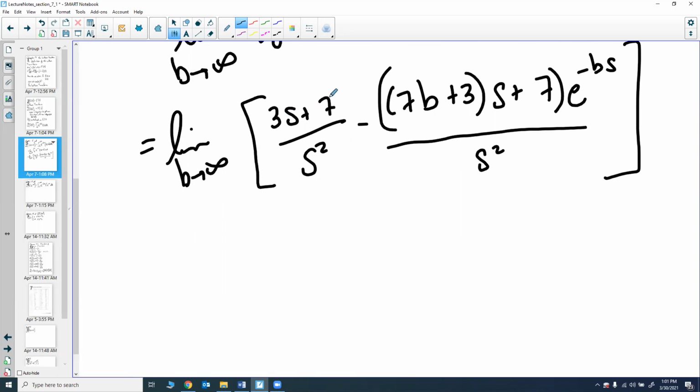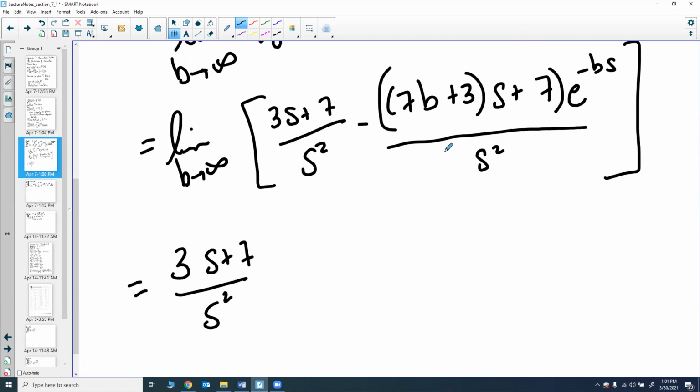3s plus 7 over s squared does not involve b, so the limit of it is just itself, because it's just a constant in terms of this integral, in terms of this limit. This is more involved: (7b plus 3) times s plus 7, all times e to the minus bs, over s squared. This is more involved to find this limit. You can use L'Hopital's rule to find it because you're going to have infinity times 0.